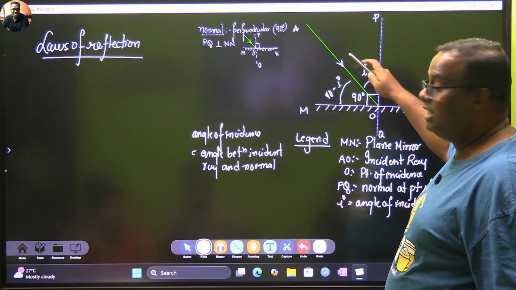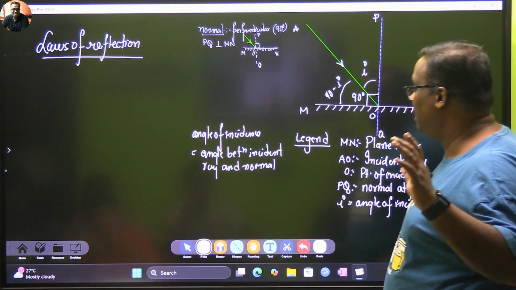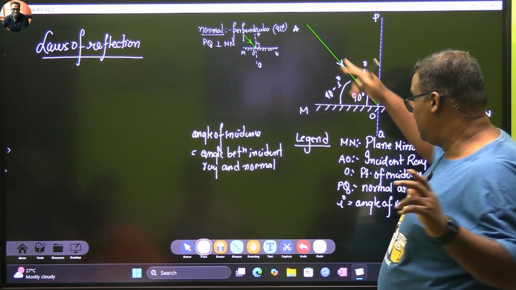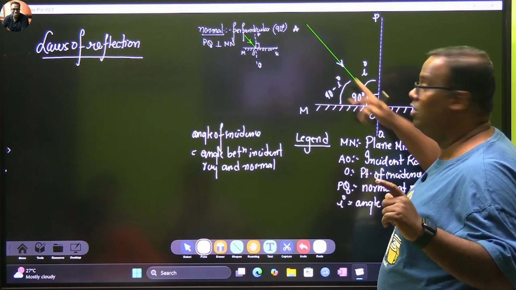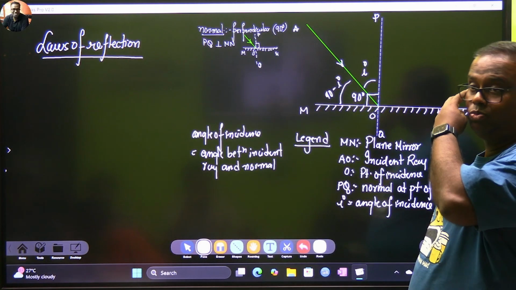First, understand what is the angle of incidence. It is the angle between the incident ray and the normal, not the incident ray and the surface. That's how they will cheat you.